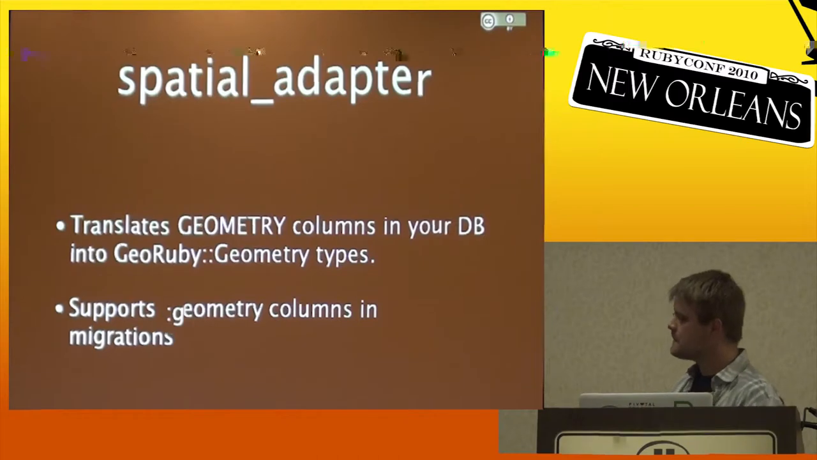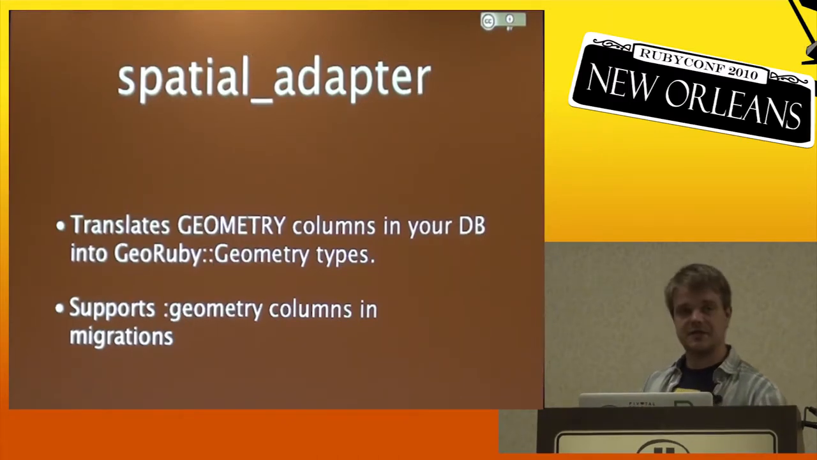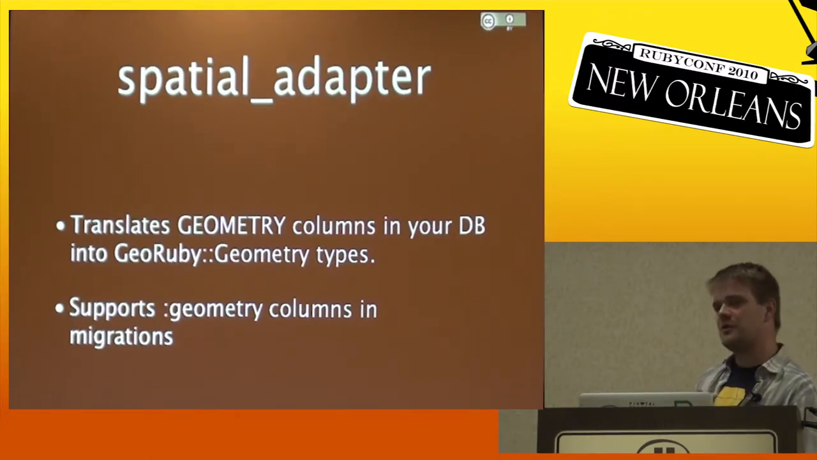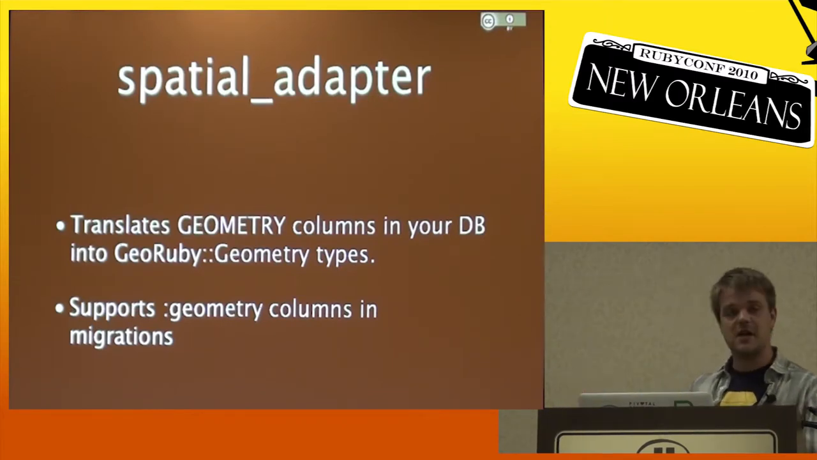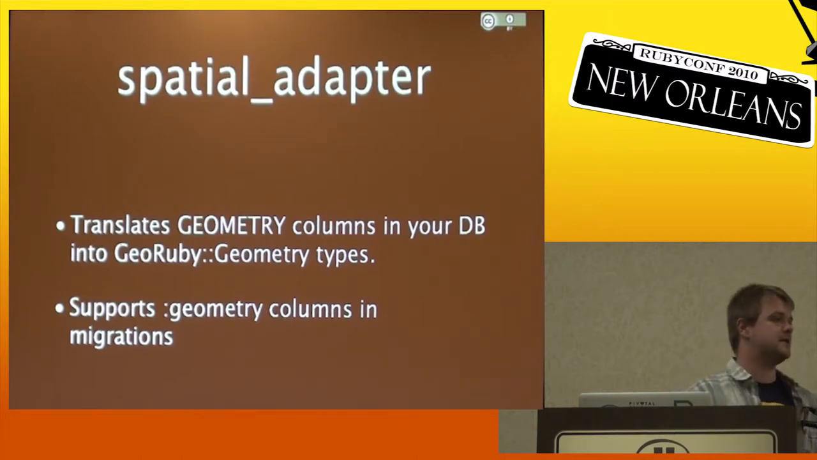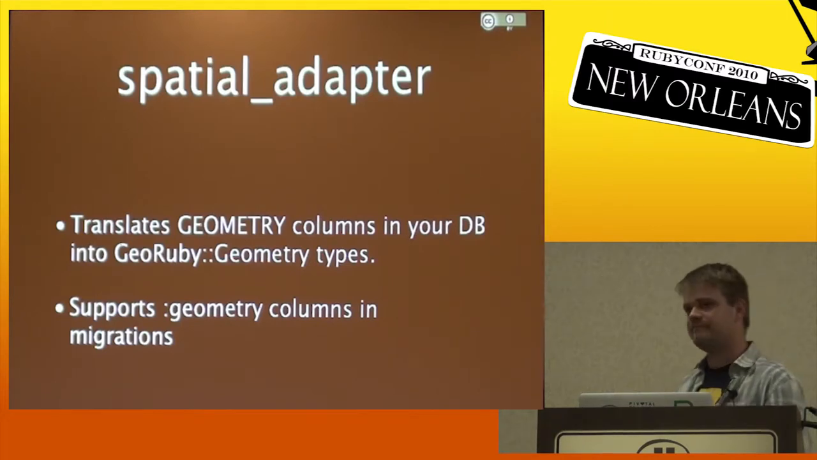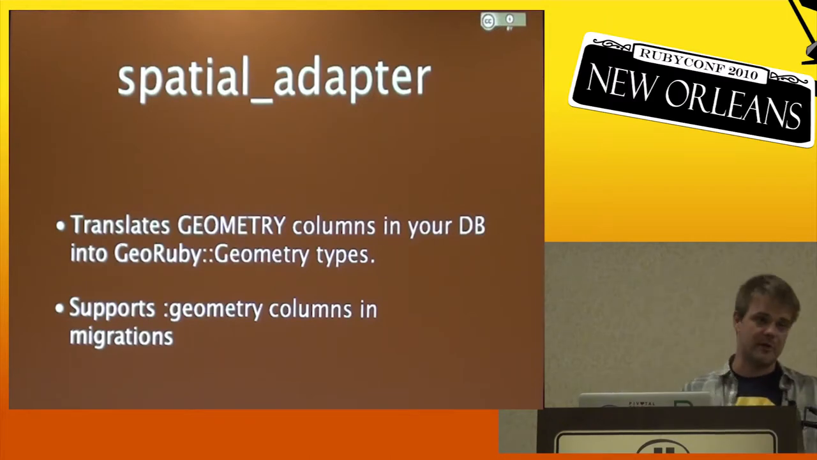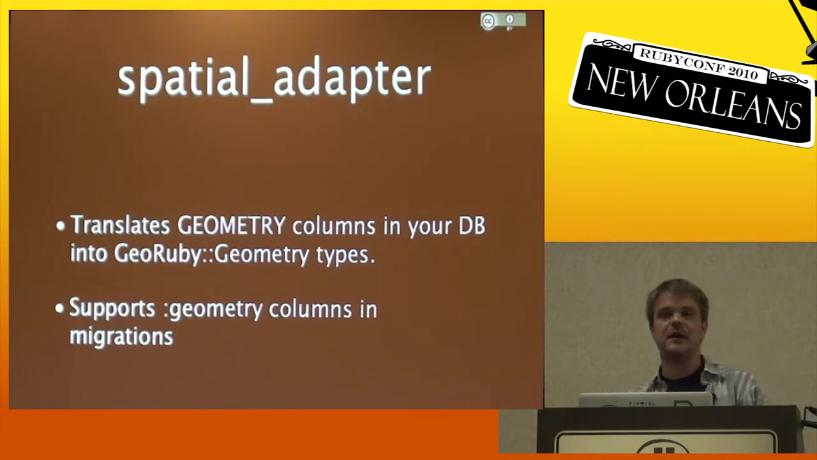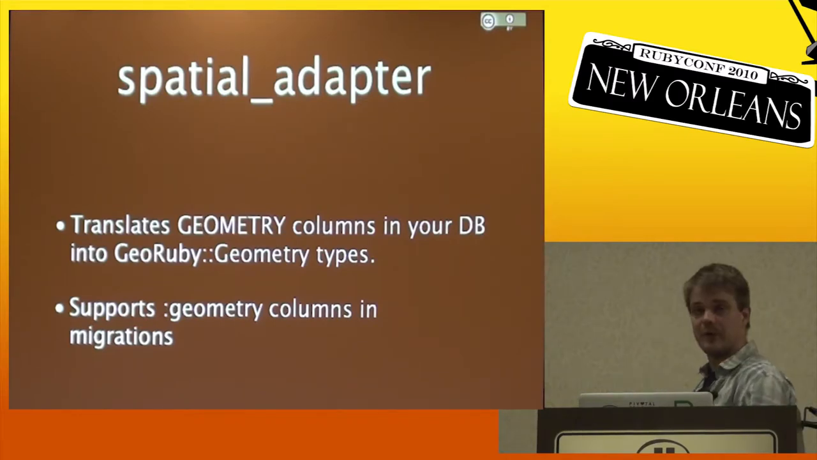Spatial Adapter is the next tool in the stack, and it is important if you are storing data in a spatial database, and then you want to pull it out and do something with it in GeoRuby. So it translates columns that are of geometry type in your DBMS into actual GeoRuby objects. You need to install this if you want to use Active Record or something like that to pull rows out of your database and then have them be GeoRuby objects. It also supports geometry columns and migrations, which is kind of handy. I'll show you an example of that a little bit later.